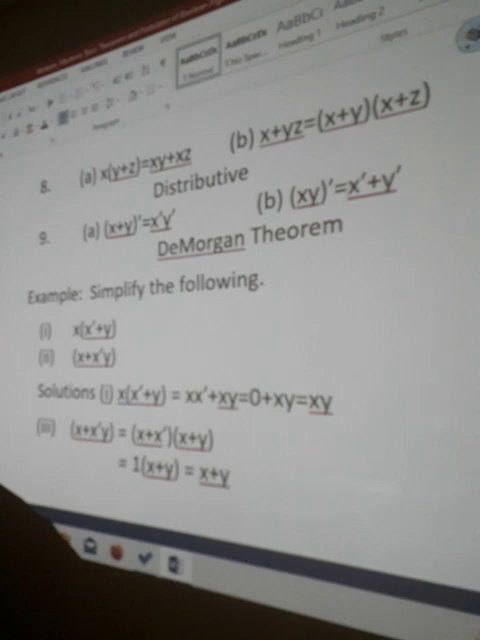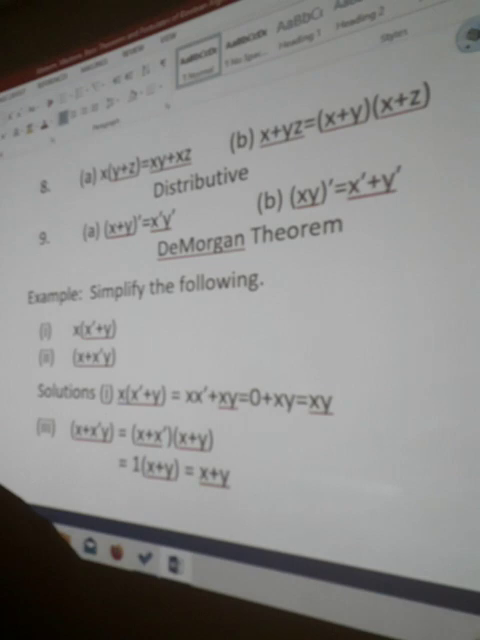Number 9, (x + y)' = x'y'. It is the De Morgan theorem. B part, (xy)' = x' + y'. So these two equations, number 9, show the De Morgan theorem, and in this De Morgan theorem we can change the OR operation into the AND operation and the AND operation into the OR operation.